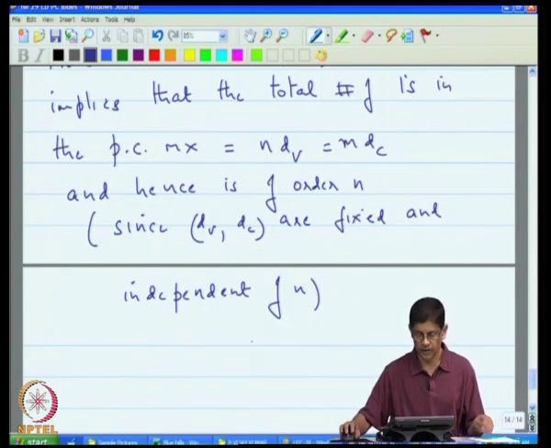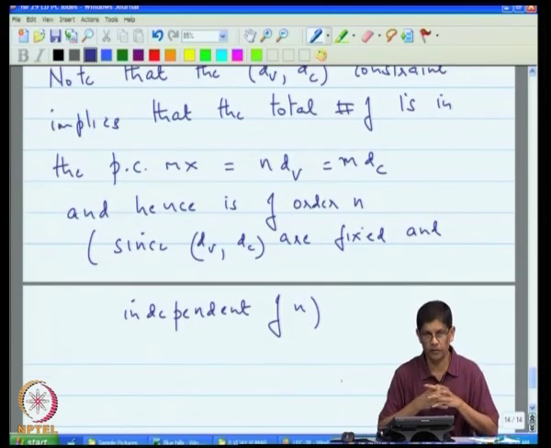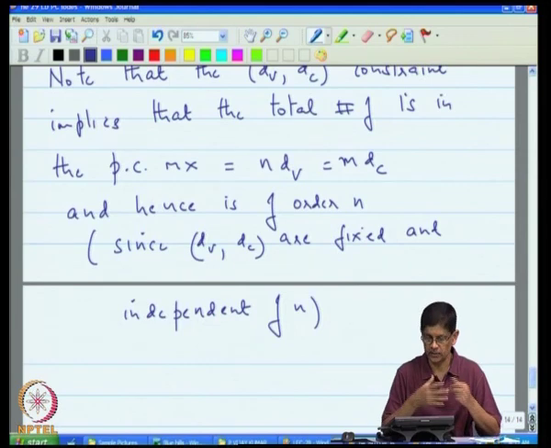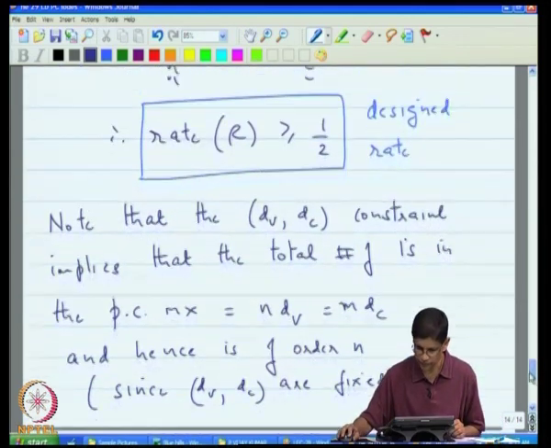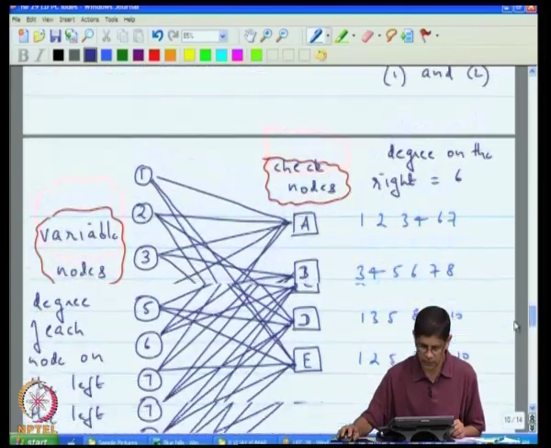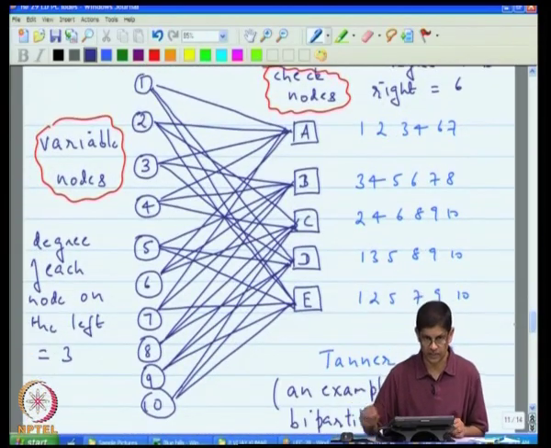So, if you think of the number of ones as a fraction of the total number of entries in the matrix, it is order n divided by order n squared, which is very sparse, and that is why these are called low density parity check codes. Okay, so that explains the terminology, but why would you want low density?